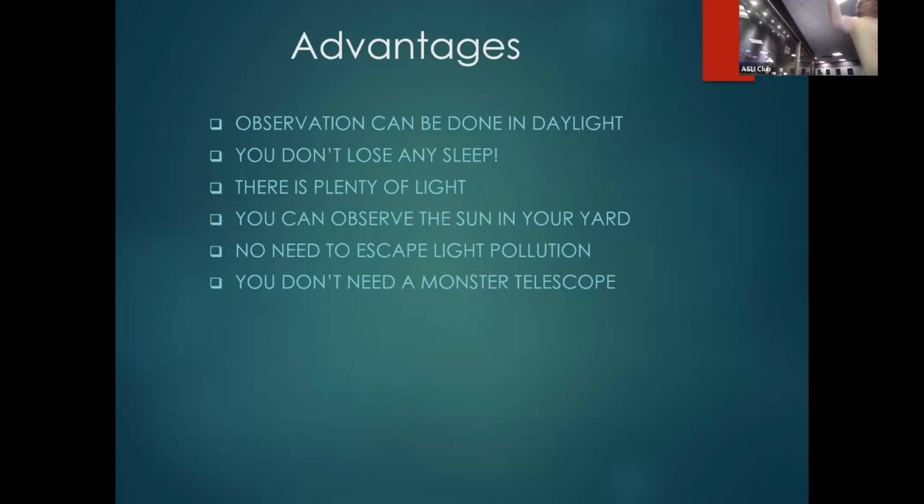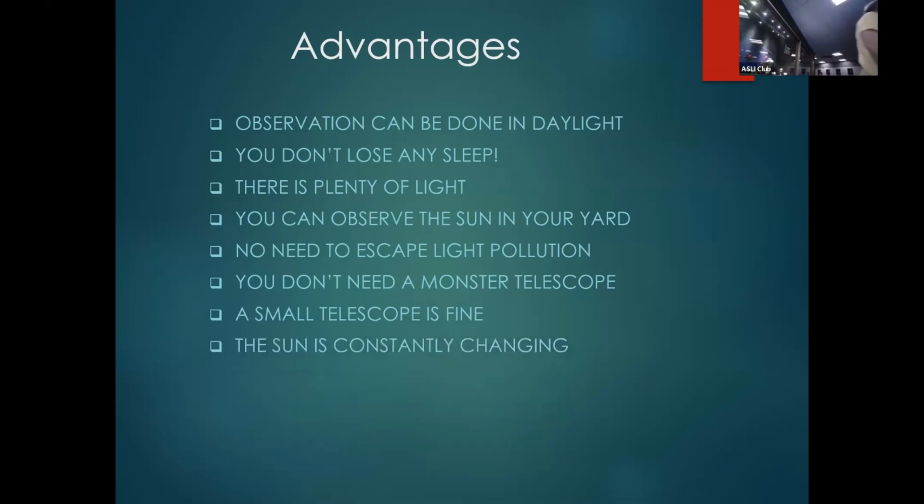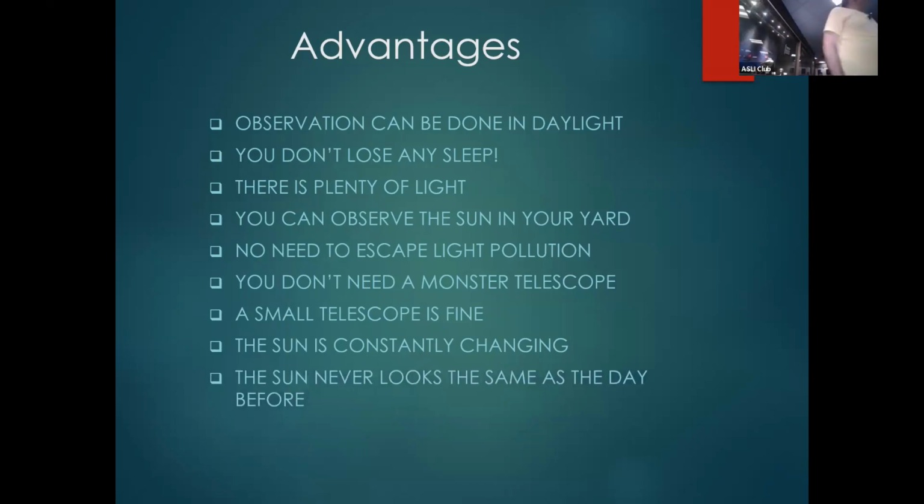You don't need a gigantic 14-inch or 32-inch telescope like John has. You need maybe something like a small telescope. If you have a 60-millimeter refractor, or 70 or 80 millimeters, or a small reflector, that's fine. That collects plenty of light. The sun is constantly changing. If you look at the sun one day, it will look different the next day. The sun never looks the same as the day before.